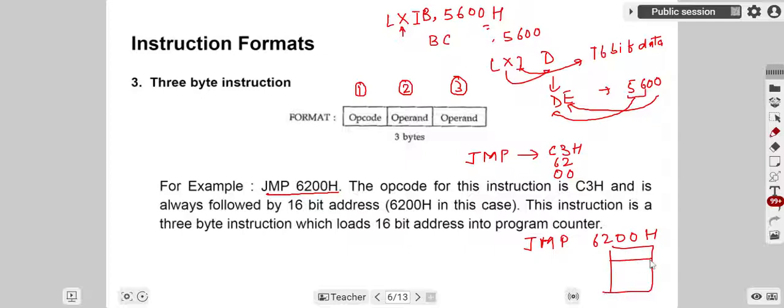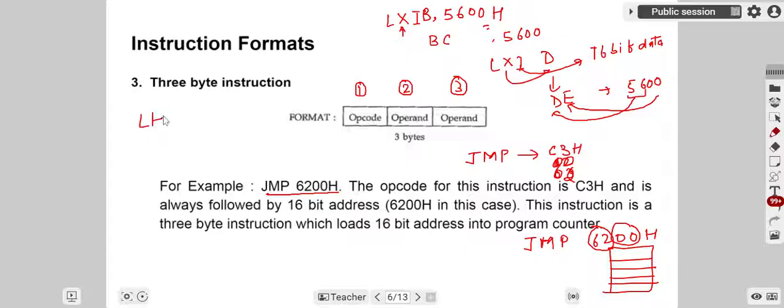whenever this instruction is stored somewhere, and we have to fetch this instruction from the memory location, first of all this lower order byte will be fetched, then this higher order byte will be fetched. So to fetch here, firstly 00 will be fetched, then 62. Similarly, whenever we have to store this instruction in the memory location, the lower order byte is stored first, and the higher order byte would be stored the second time. So this means the 3 byte instruction.